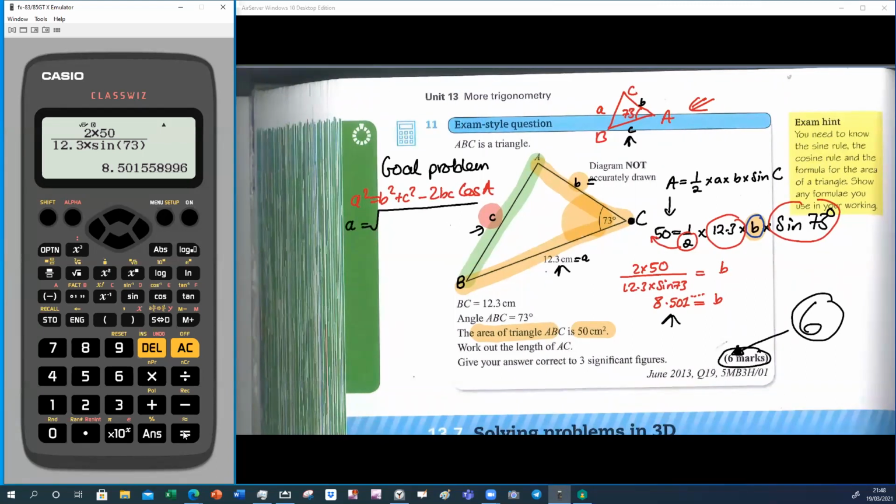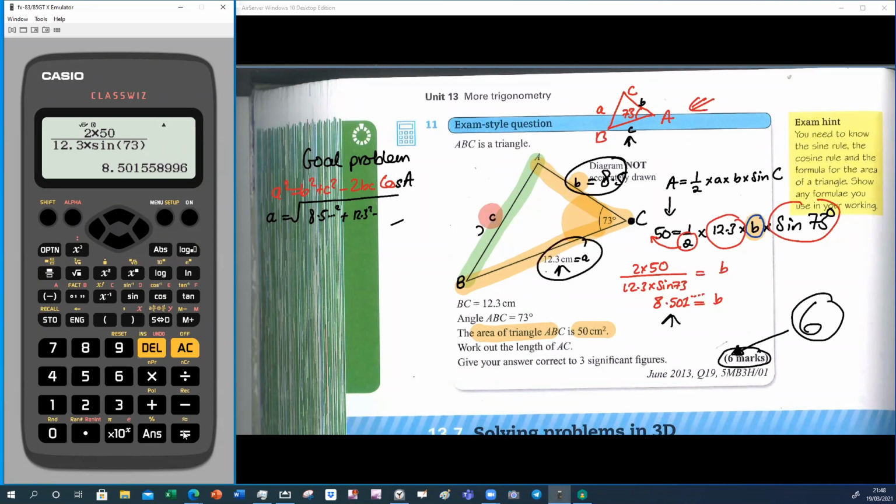So we're going to say 8.5 blah, blah, blah squared, whatever it is, plus 12.3 squared, minus... which is basically this side squared and that side squared, minus 2 times 8.5 times 12.3 times the cos of 73.